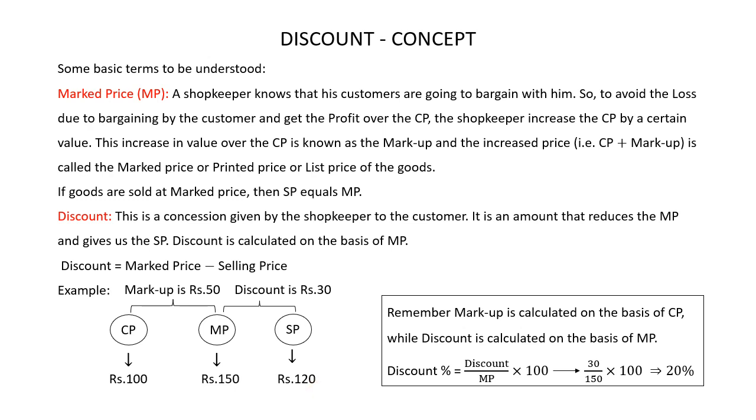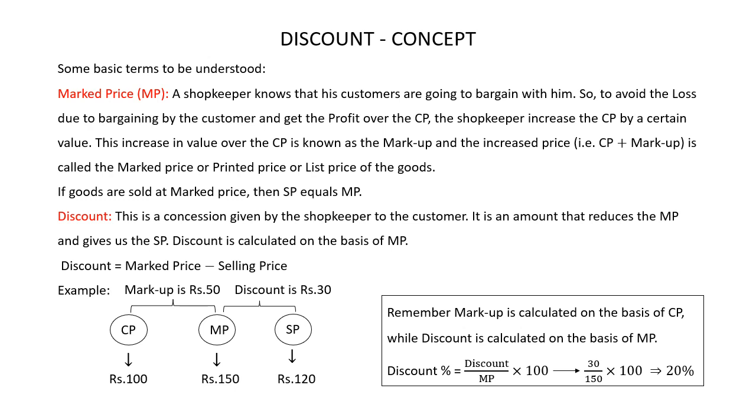Now the shopkeeper is also happy, the customer is also happy. The shopkeeper is happy because his cost price is rupees 100 and he's selling the article at rupees 120, so he's getting a profit of rupees 20. Now the customer is happy because the marked price of the article is rupees 150, but he is paying only rupees 120. That is, he is getting a discount of rupees 30. So he feels he has saved rupees 30. So the customer also is happy.